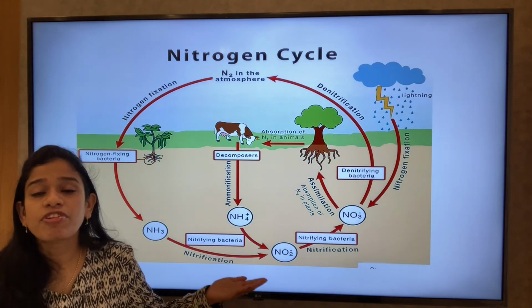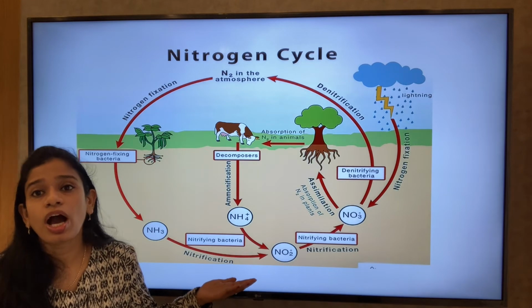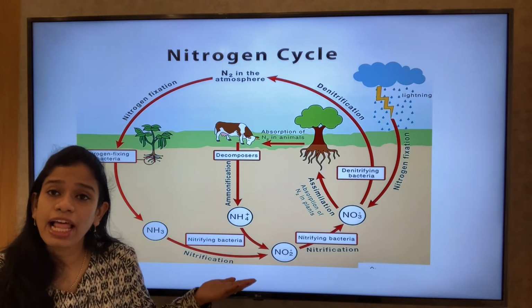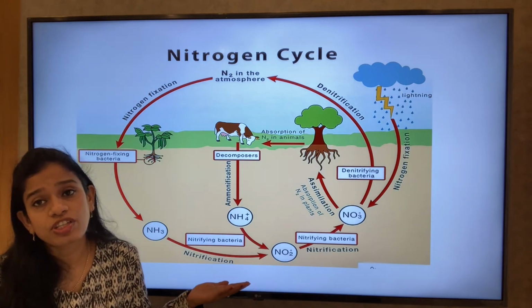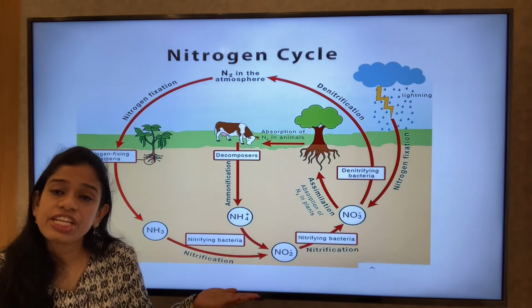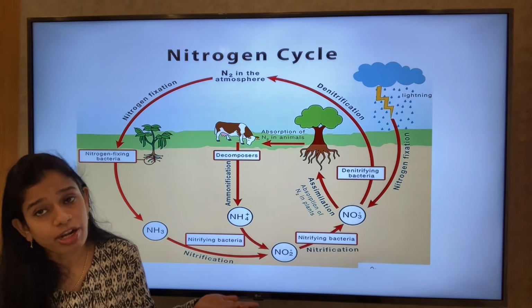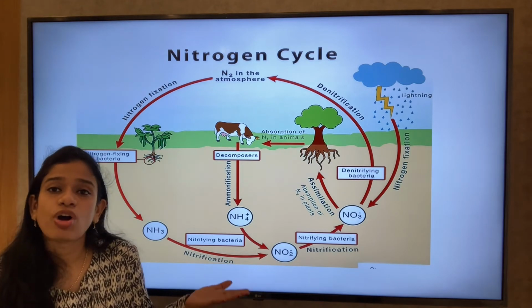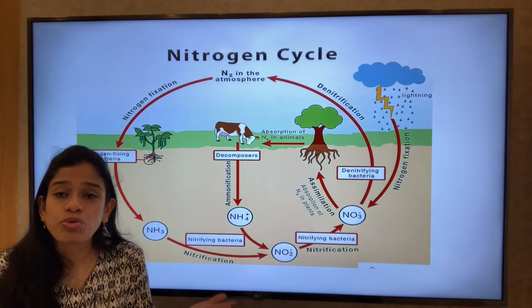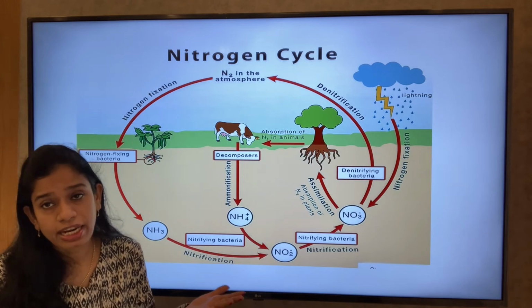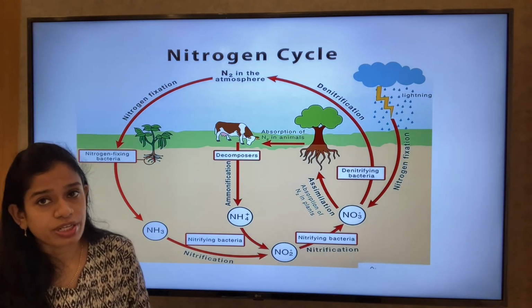In this we will be understanding how microorganisms help maintain the fertility of the soil, and help maintain the percentage of nitrogen in the atmosphere. That is, it also keeps the atmospheric nitrogen intact. So let's see how they do it.